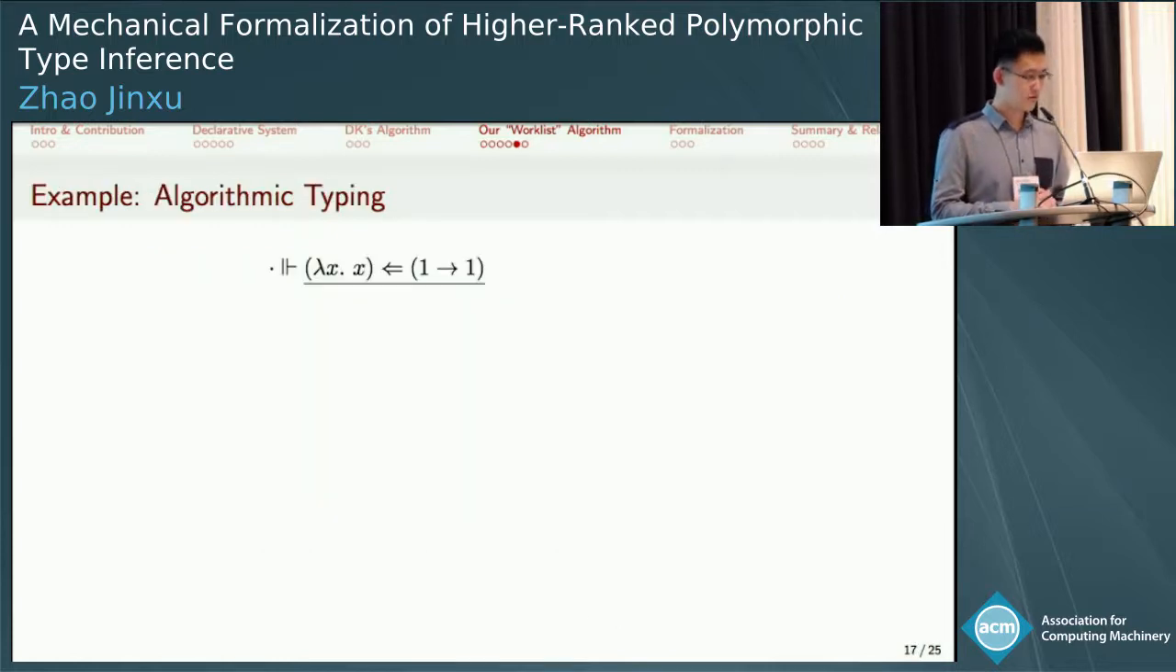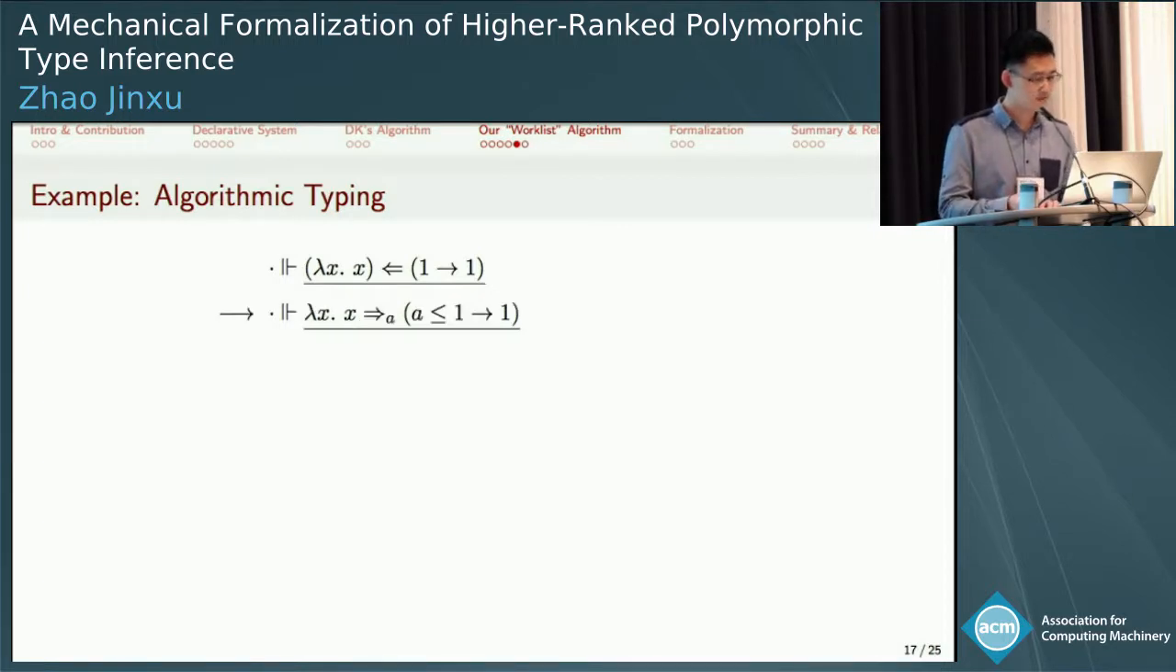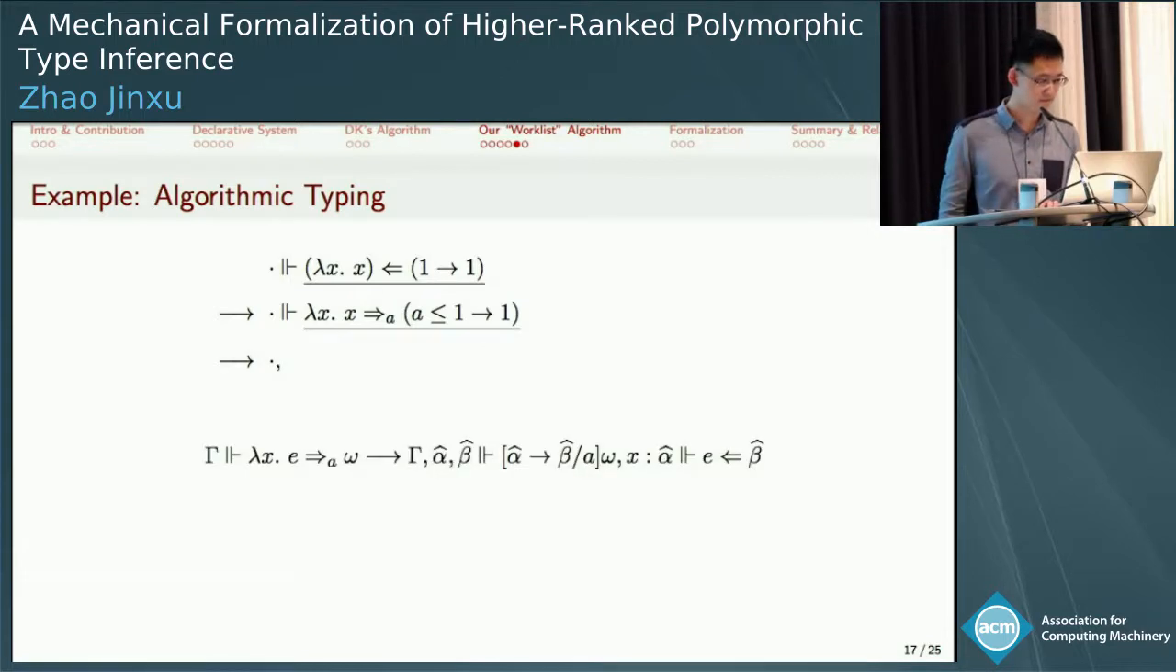Okay, a concrete example here. It's another example. If you want to check the identity function against unit to unit, which is a simple instantiation, the first step is to use the subsumption rule. So first check, and then do the subtyping. All right. But inferring a lambda function is not easy, and we promise to give you the best monotype we can in a declarative system, right?